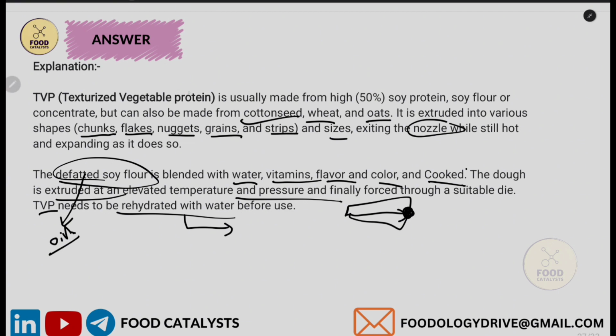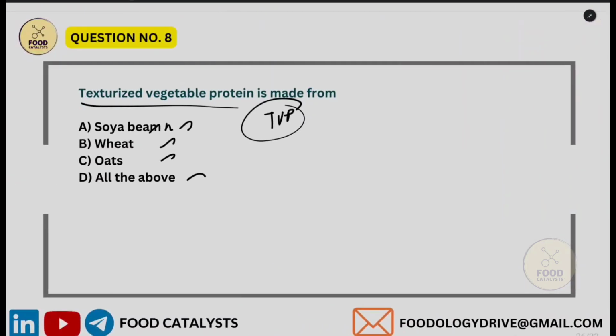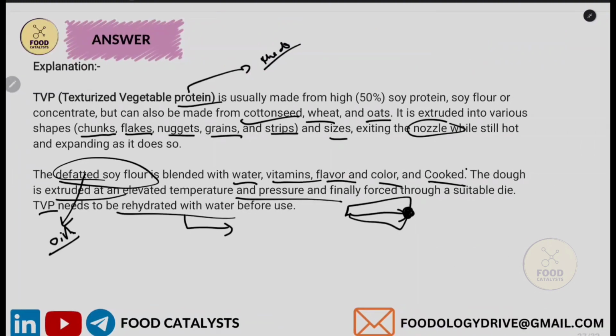And this name is given because the protein compounds in meat have a texture. So to replace the meat, we are using TVP as a meat replacer. There are many meat analog products coming that are prepared from TVP, texturized vegetable protein only. So the answer is all of the above. We can make it from soybean, wheat and oats. Here it's given, even cottonseed flour.